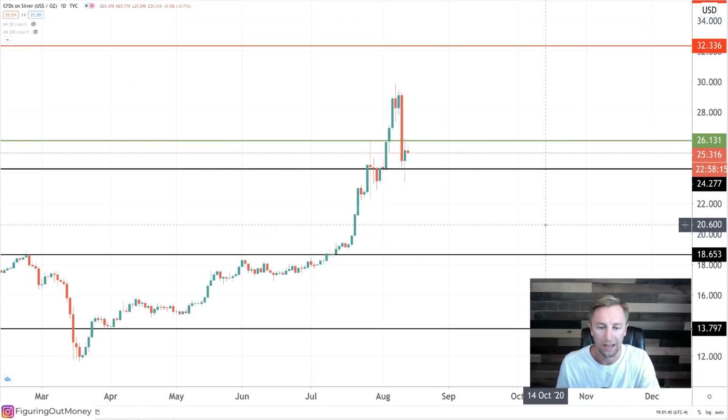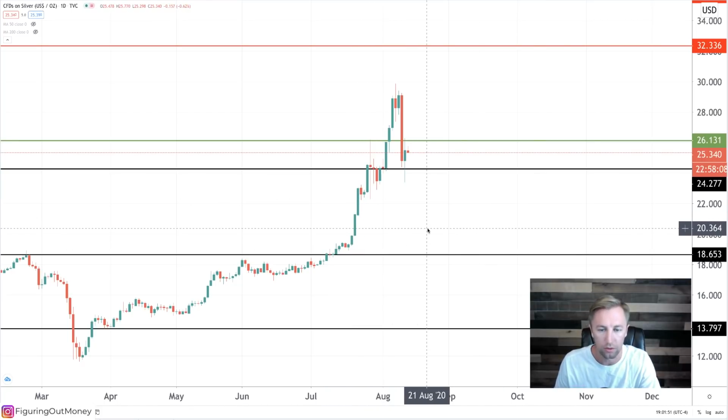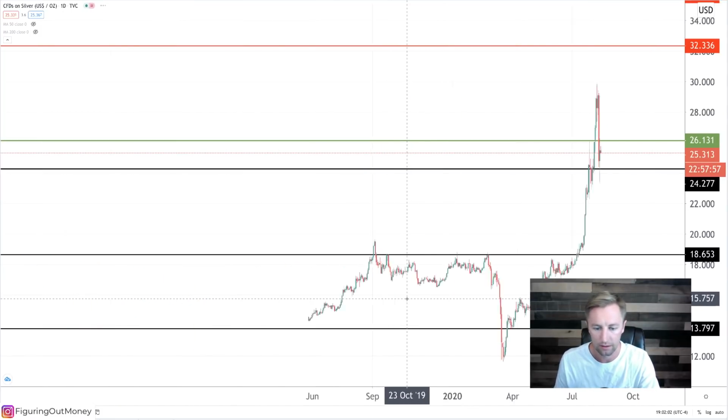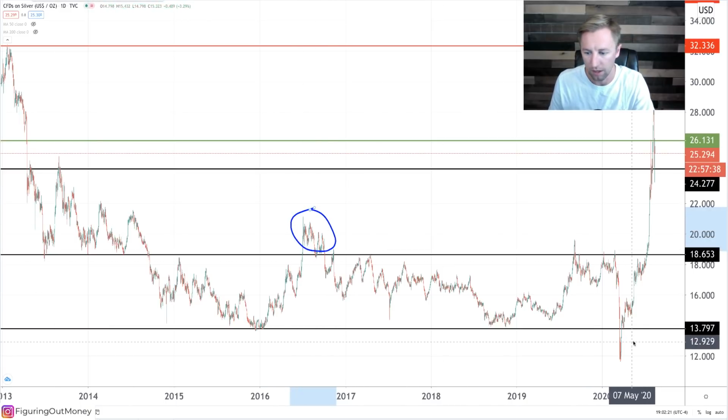All right, welcome back. We are looking at the daily time frame for the price of silver. That means each one of these candles represents 1 day's worth of data. These black lines on the screen, let me walk you through what those are first. These two at the bottom represent a channel that the price of silver has been trading in since right around September 2014.